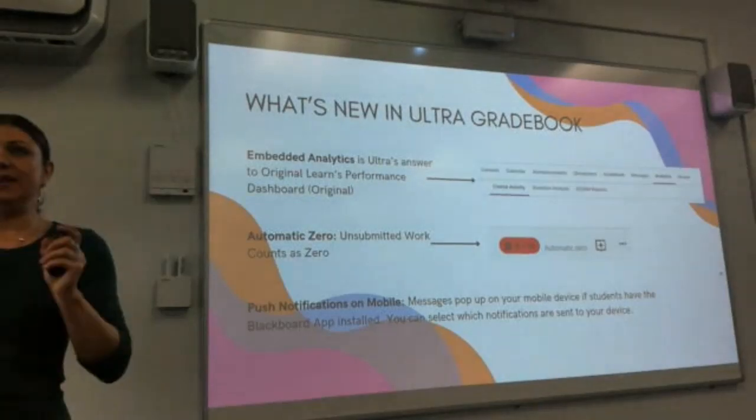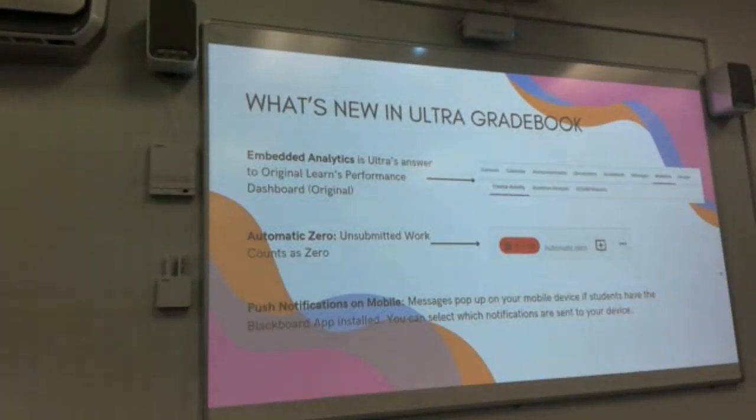Automatic zero is an option for customizing your gradebooks. It's one of the ways to customize your gradebook settings. Automatic zero is, if there's no submission by the due date, it grades the student's work automatically as a 0.